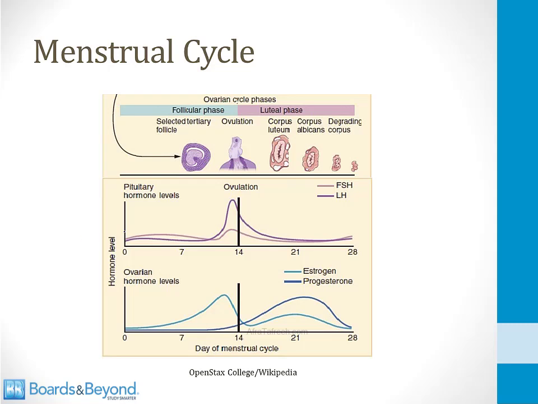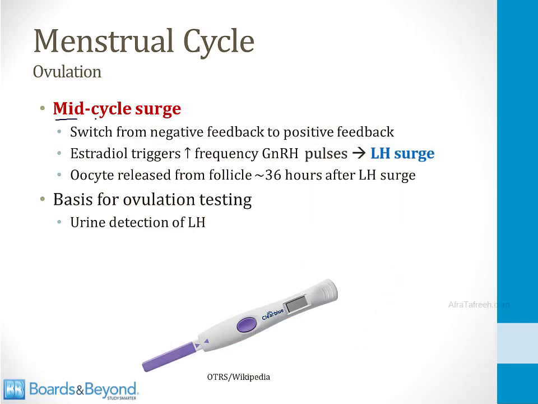If we go back to this slide, you can see this gentle rise in the FSH level here, which stimulates an increase in estrogen production, and that's what's happening in the follicular phase. Eventually, this high estrogen level is going to lead to ovulation. Ovulation occurs due to something called the mid-cycle surge.